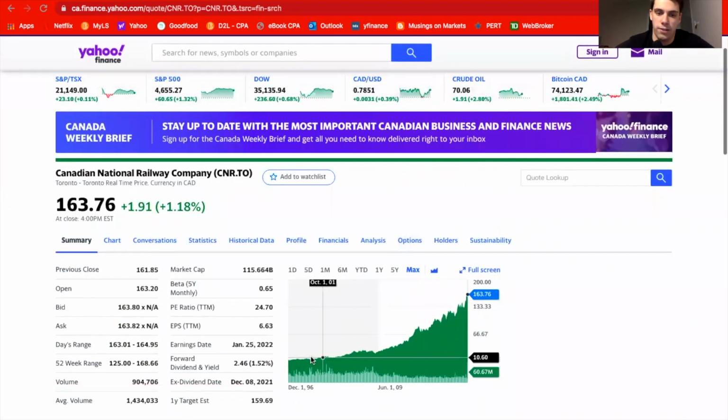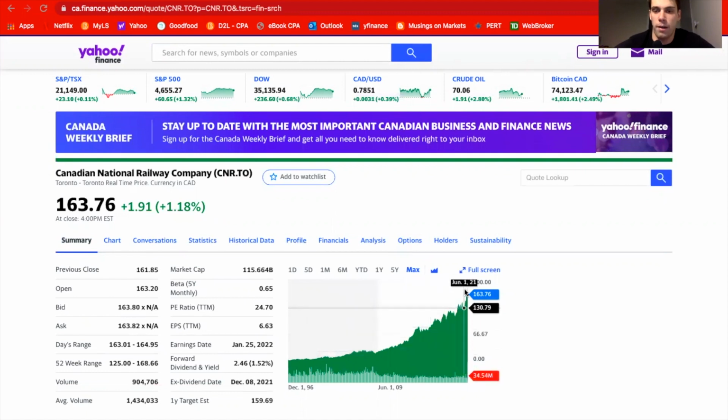So this is their max chart. It goes back to 1996 here. We can see it's pretty stable. It's gone up. So what does this tell us? This is probably a lower risk business, right? It's probably not growing at insane rates. It's growing very stably over time. It looks like it's compounded a bit. We take a look at their financials.